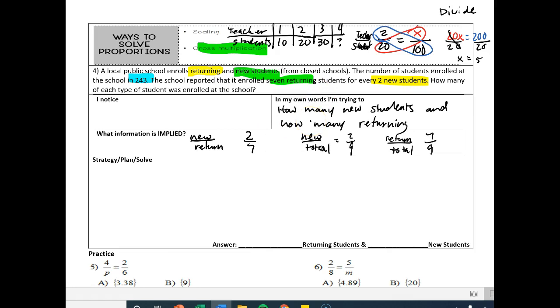Okay? So my strategy here is basically I'm just going to set up 2 proportions. If I want to figure out the new students, I'm going to use the new to total ratio, and that's 2 to 9, that's the group. But then if I look at the whole school, I don't know how many new students there are, but I do know the total number of students in the whole school, 243. And I just solve that cross multiplying just like I did up there. And then I'll do the same thing for returning students. Returning to total. And again, this ratio is 7 to 9. And I don't know how many students in my school are returning, but I do know my total number of students. That's 243. And again, I'll do my cross multiplying to solve it.